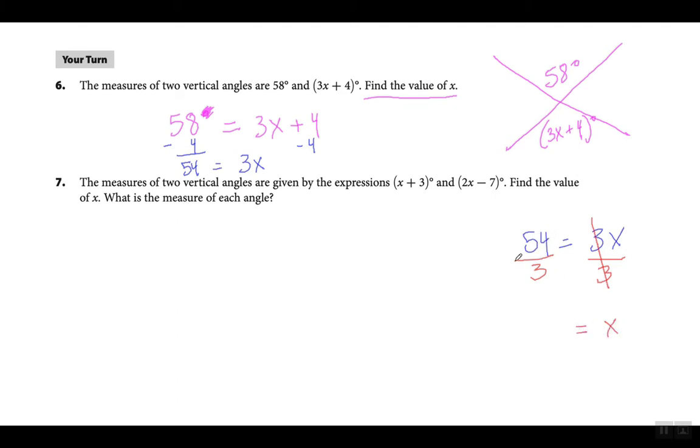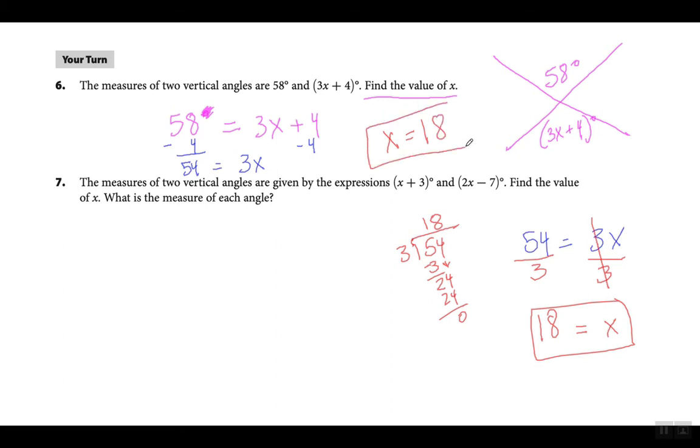Alright, so 54 divided by 3, mental math. No calculators allowed. Be cool. 3 goes into 5 one time. Remainder 2. I bring down the 4. 3 goes into 24 8 times. That's it. Alright, so 54 divided by 3 is 18. That's my answer. And you should write your answer with the variable first. It's easier to read and to understand, okay? X equals 18. Ahí está mi respuesta.